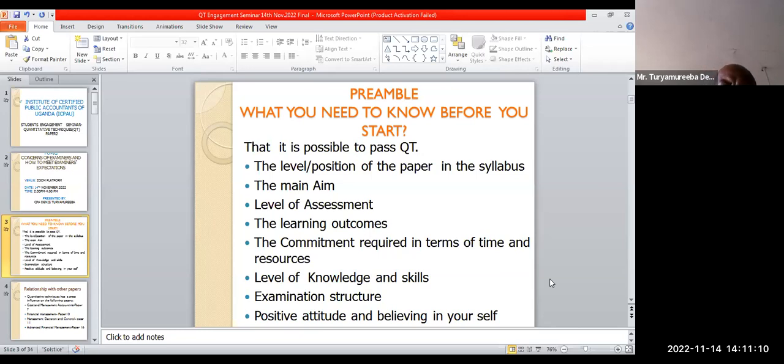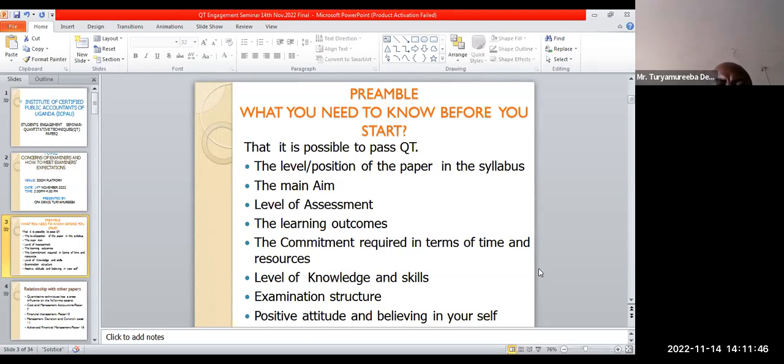The next thing you need to know is the level and position of the paper in the syllabus. It is on the first level, which means what is acquired in that level is supposed to be used in other levels, apart from using them in real life. You need to know the main aim. You need to know the level of assessment. You need to know the learning outcomes. That is what most students miss. They never read the syllabus to know what is expected of them.